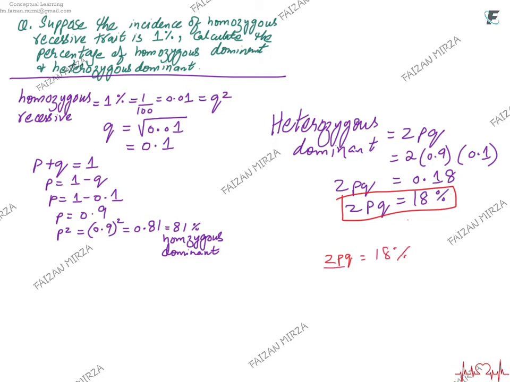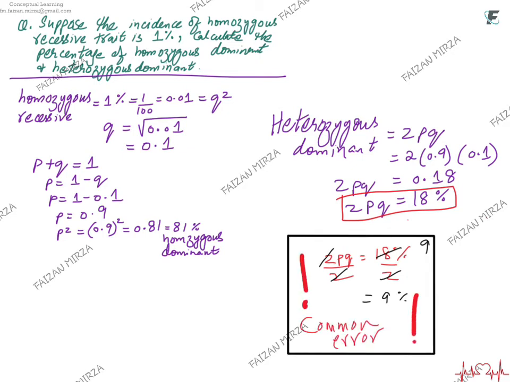Do not go on to solve this mathematically. This is a very common error that students make, that they just solve and come out with the value for pq, which is actually wrong.